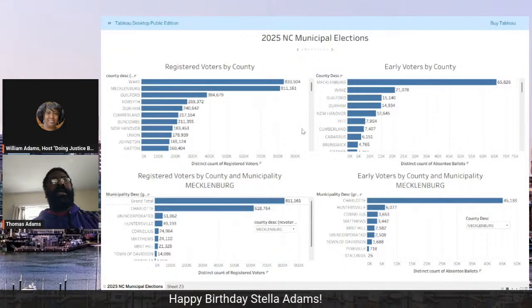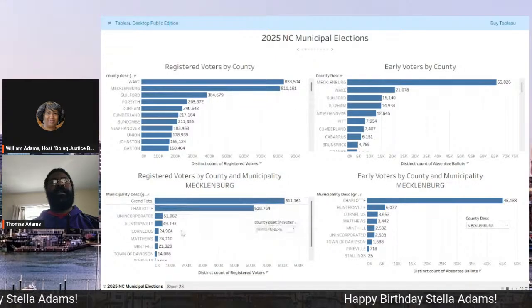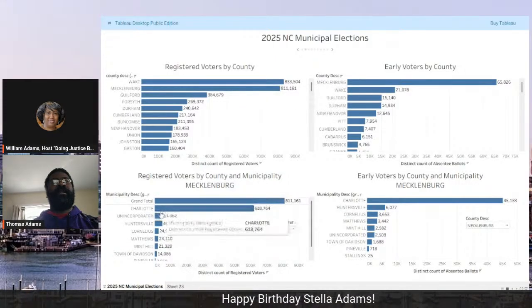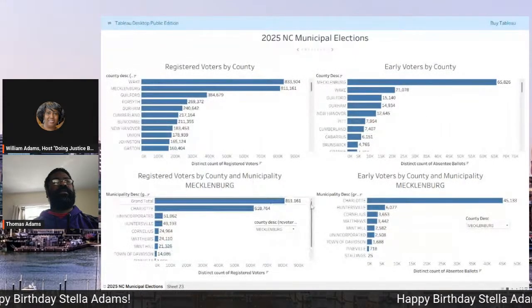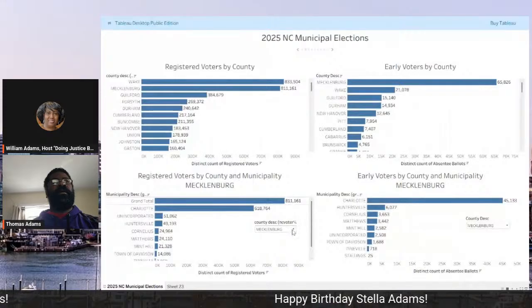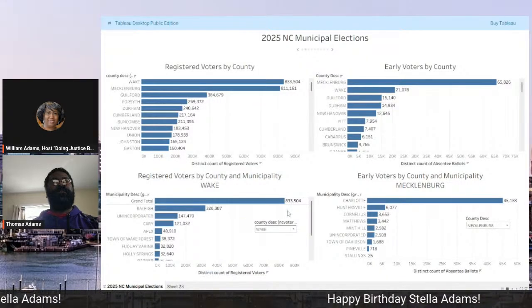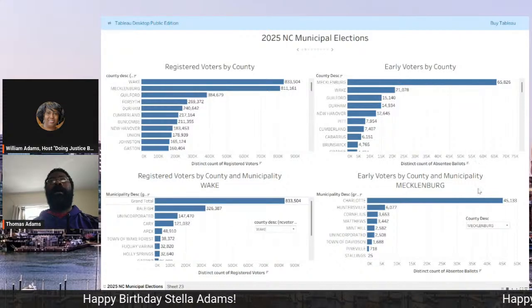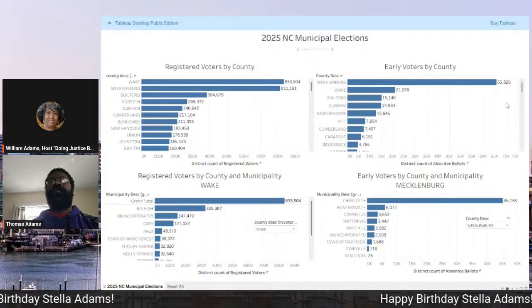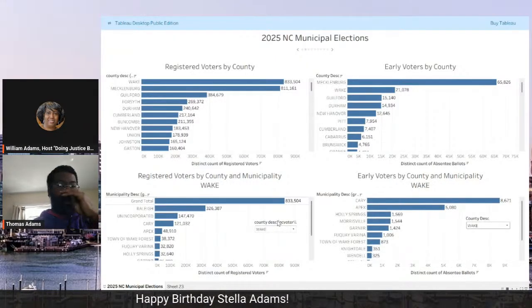And so if you look at, say, the counties, at the bottom you'll see, for each county, the various cities and towns in that county. And so I have Mecklenburg listed, Charlotte, and we'll see Wake County, because it has quite a few. Raleigh did not have an election, but if you see the early voters in Wake County, you'll see that the other places did have elections.